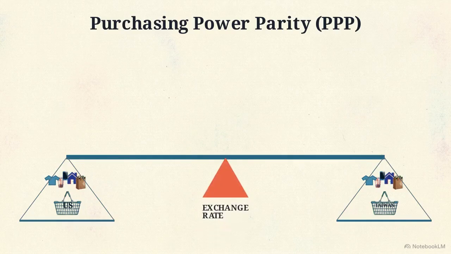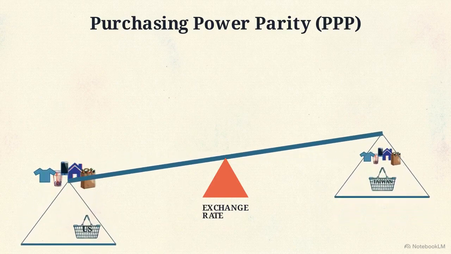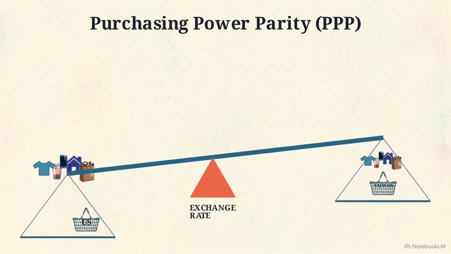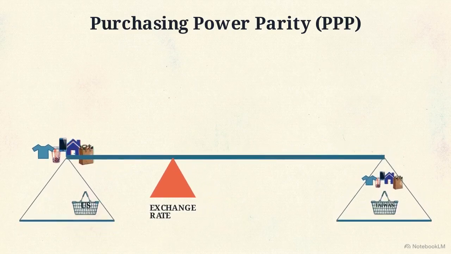Think of the exchange rate between 2 countries as the pivot point balancing these 2 giant national shopping baskets. If the price of the items in the US basket suddenly doubles, but the Taiwan basket stays the same, the scale tips. To keep the actual buying power equal between the 2 countries, the exchange rate, the pivot point, has to slide over to restore the balance.